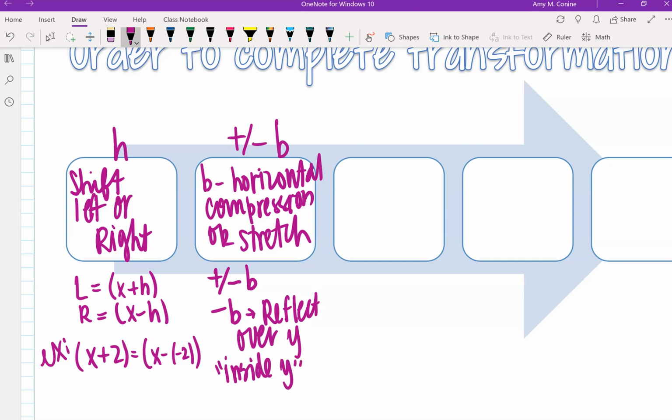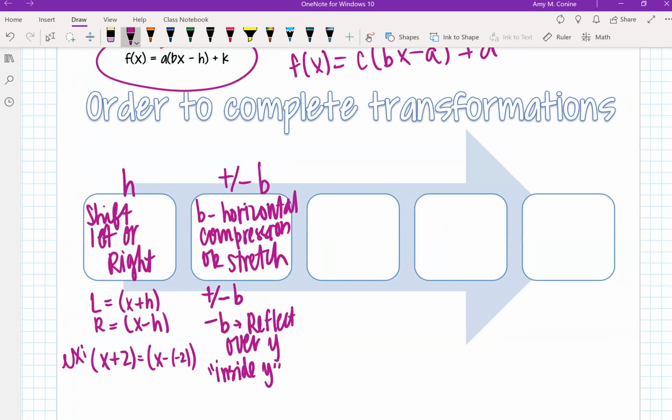Okay, if you have a negative on the inside, then you're reflecting over your y-axis. Okay, that would seem to be very helpful last year for some of my kiddos. So inside y. If it's on the inside, if you have a negative in front of that x, whatever it is, -1, -2, whatever, you're going to reflect over your y-axis, inside y.